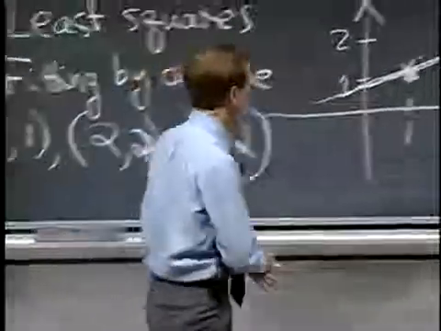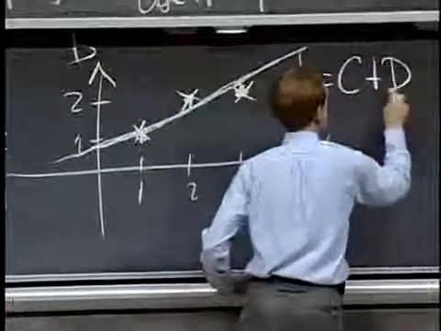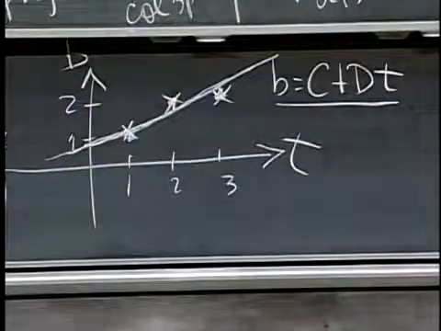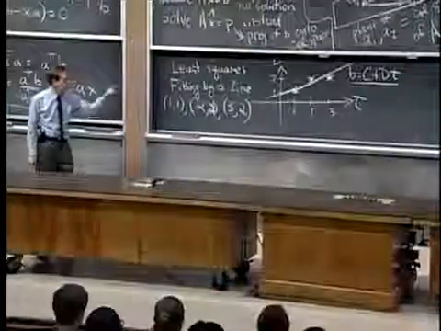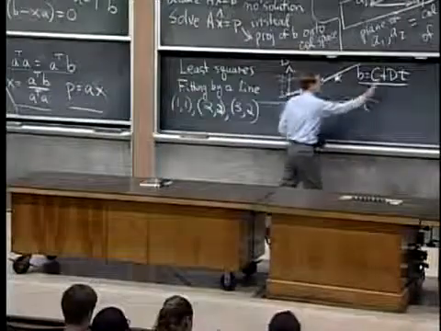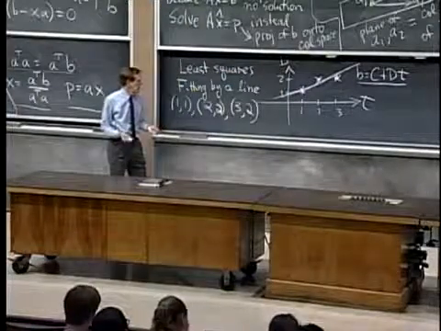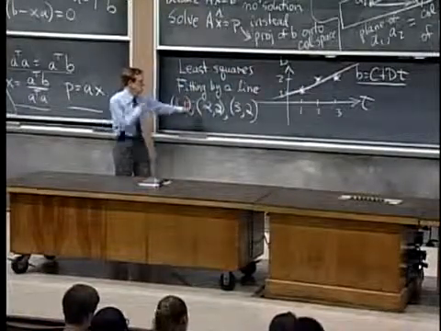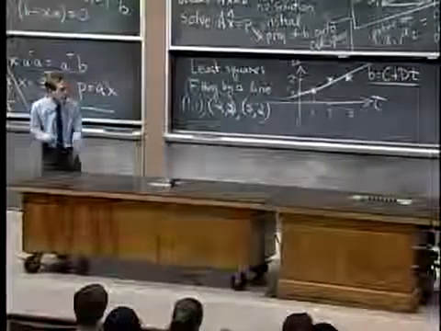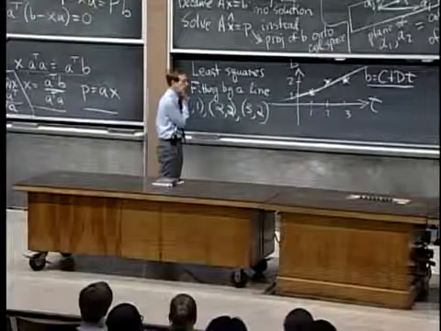So what I'm looking for is this line: B is C plus Dt. This is in the homework that I sent out for today. Find the best line. So I'm looking for these numbers, C and D, that tell me the line, and I want them to be as close to going through those 3 points as I can get. I can't get exactly, so there are 3 equations to go through the 3 points.